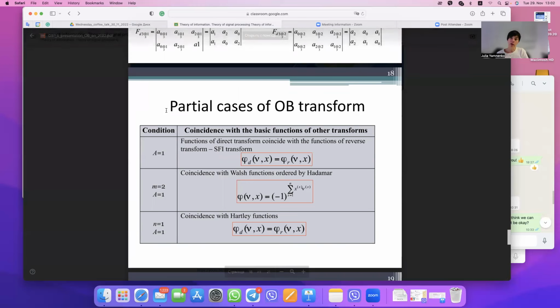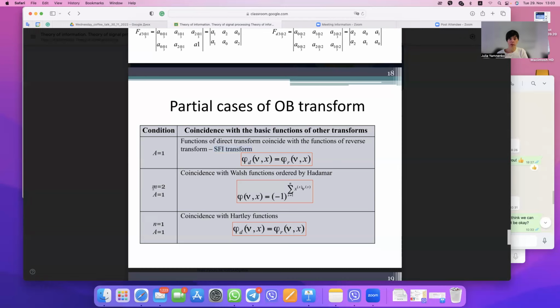So this is a very promising method of spectral transform, the OB transform, or transform at oriented basis. And here you can also see a table that illustrates that there are some partial cases of this transform that coincide with well-known transforms. For example, if we take A equal to 1, A is a multiplier in the expression of the basic function, we will obtain the basic function of the symmetrical transform, where the discrete direct basic function is equal to the inverse basic function.